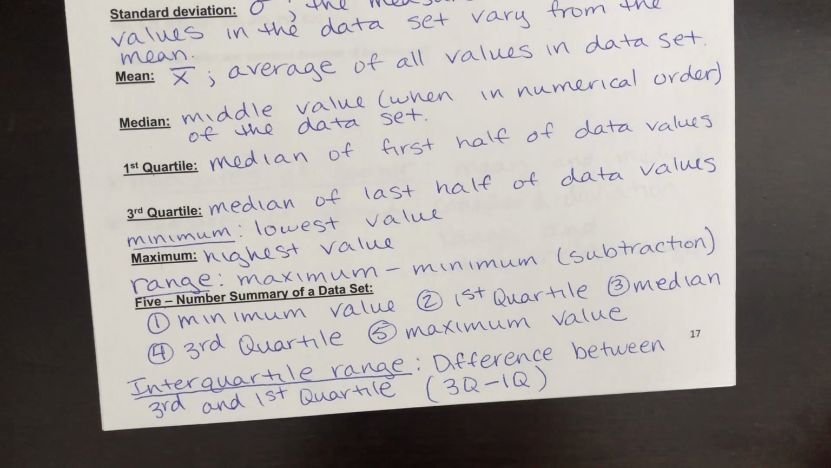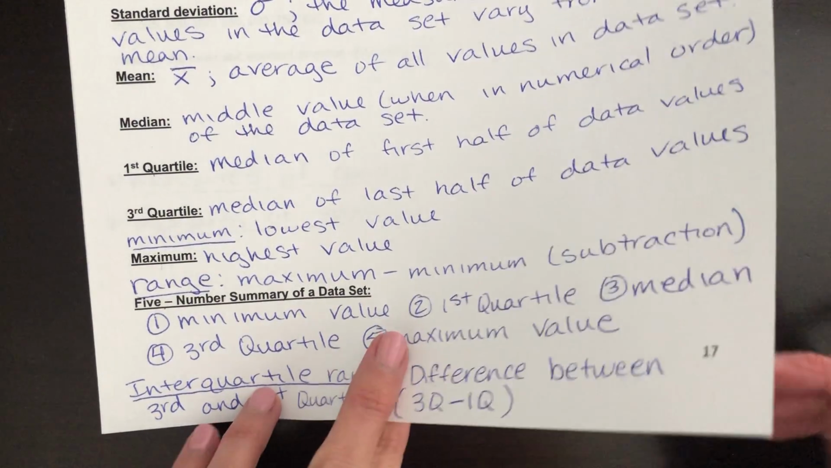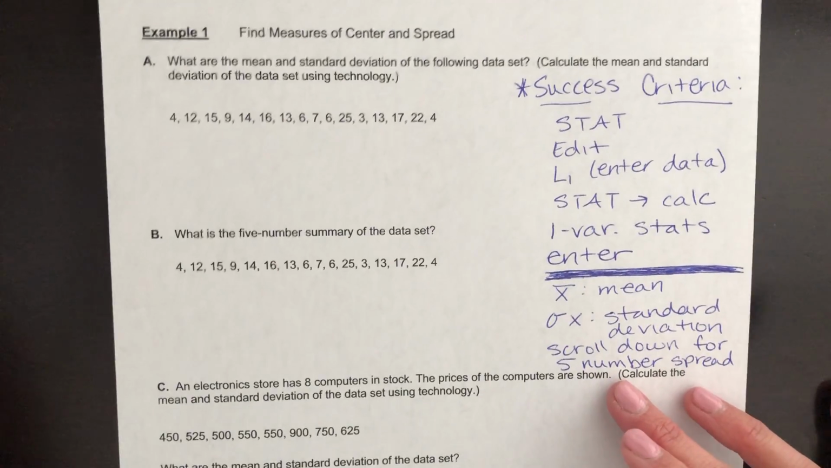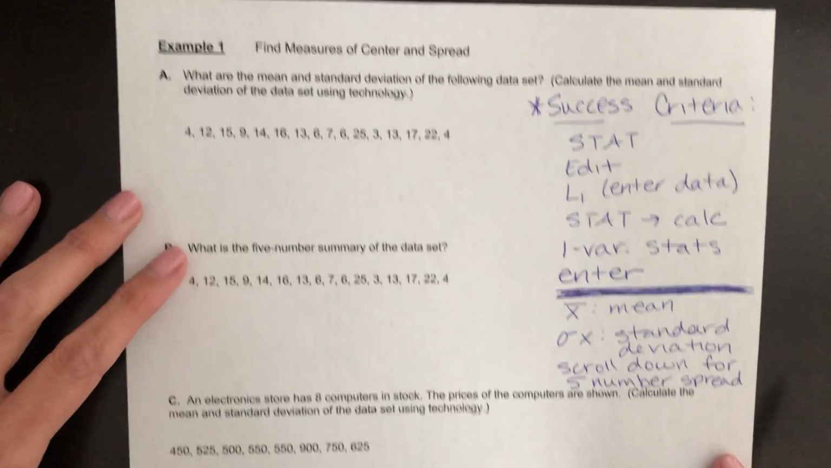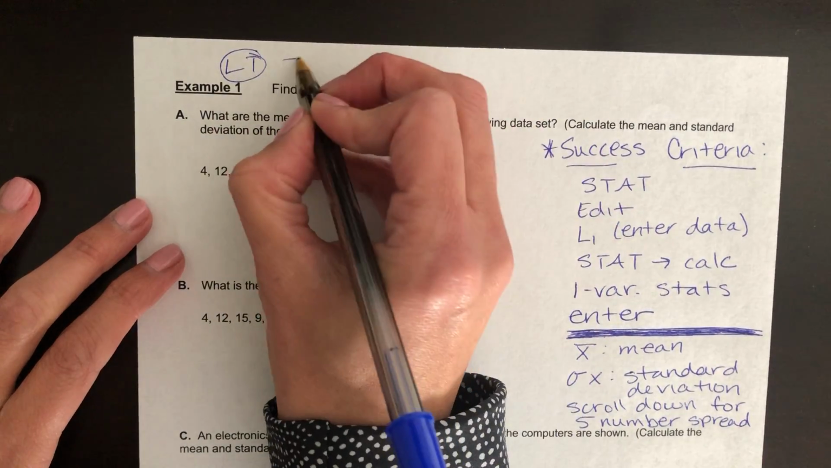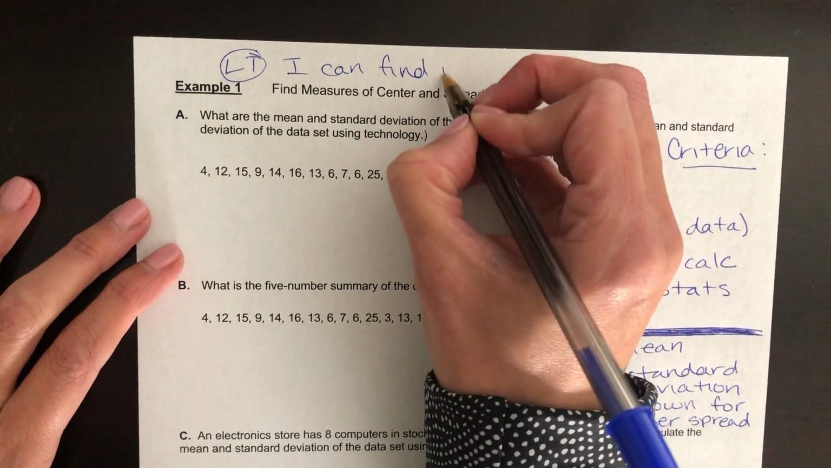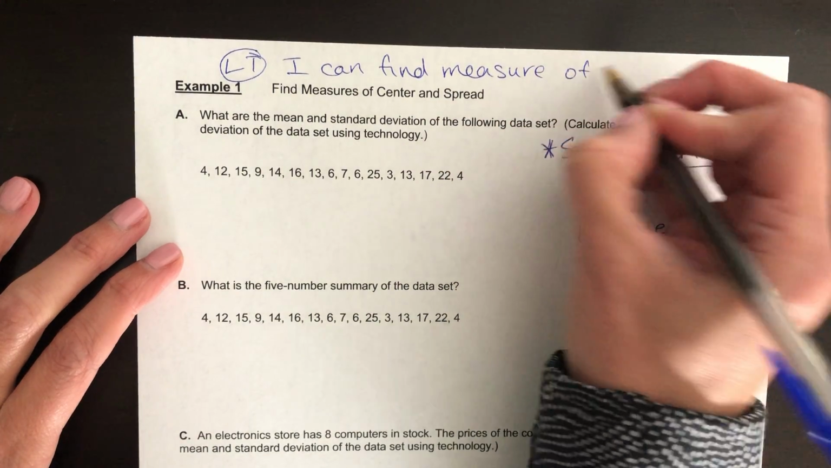All right, that was a lot of definitions. So let's apply these definitions. Let's put them to use here. All right, now we're going to find measures of center and spread. So that's your learning target. And I forgot to write it there, so I'm going to do that now. I can find measures of center and spread.